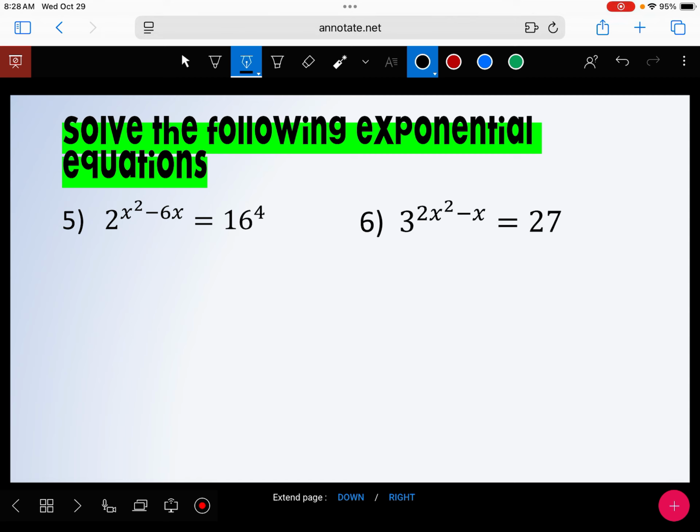All right, so for this one, we got to do some factoring. But it's easy factoring. We don't have to make a box or anything.